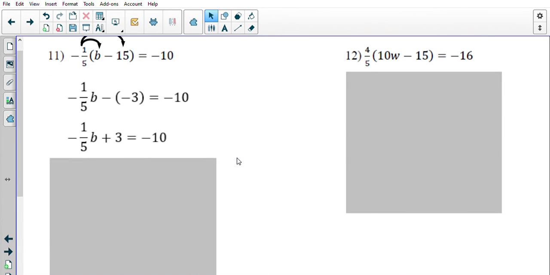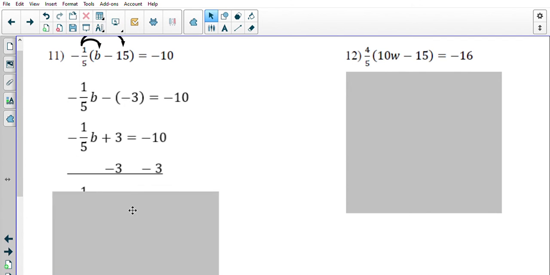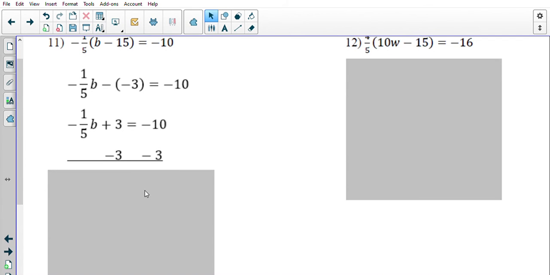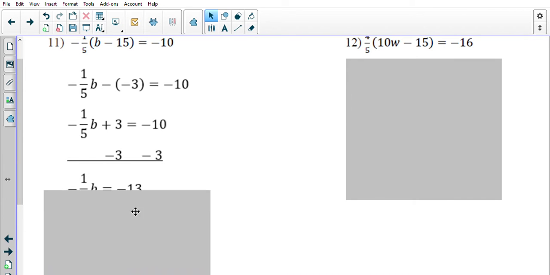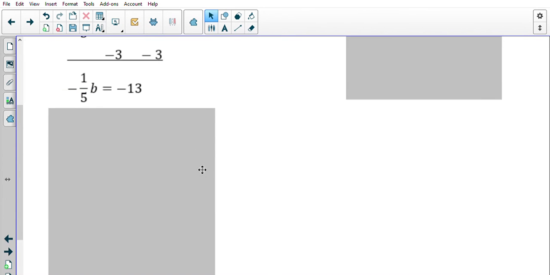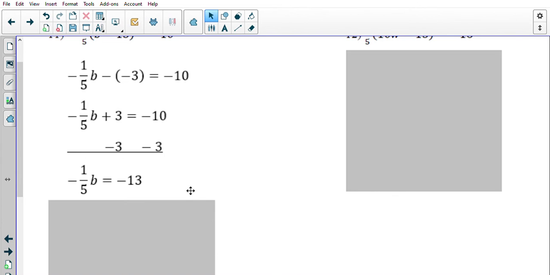I know some of these seem a bit overwhelming. These are probably a bit more challenging than what you'll see on your quiz and your unit test, but you'll definitely see problems like this in the future, especially once you get into high school. The inverse of adding 3 is to subtract 3. So let's subtract 3 from both sides. So we have negative 1/5 b equals, sorry about that, it keeps moving down on me. We've got negative 10 minus 3, which is going to get us negative 13.